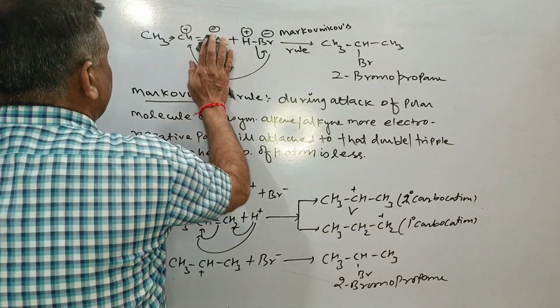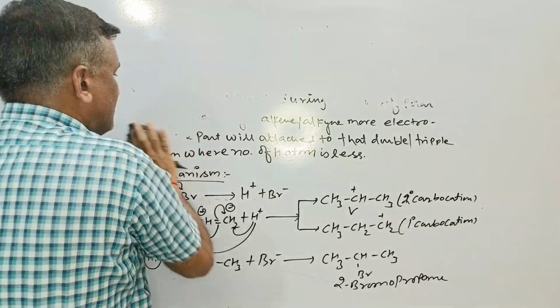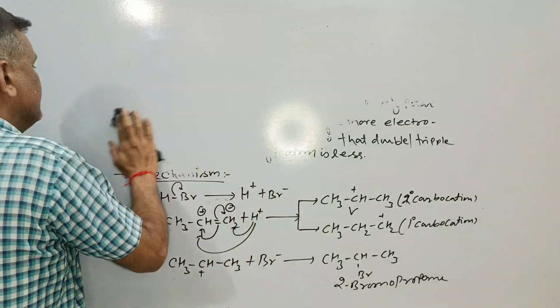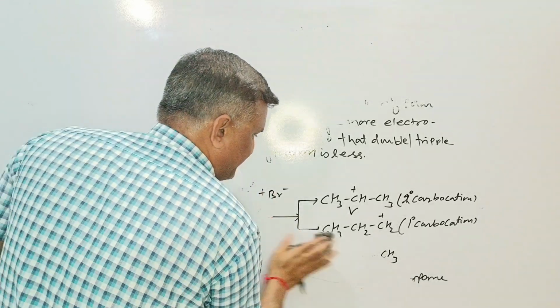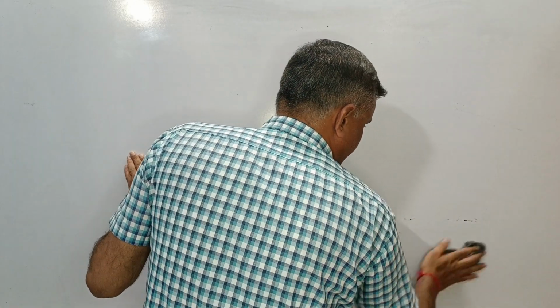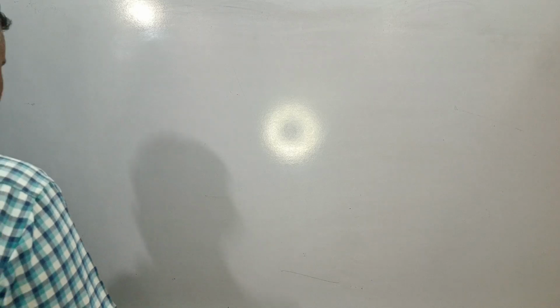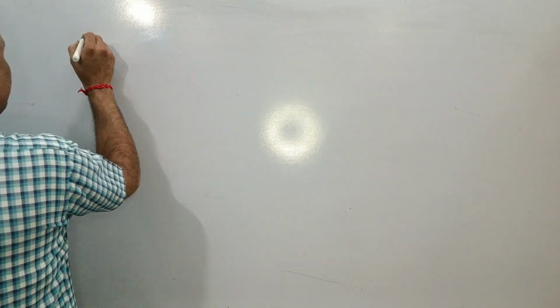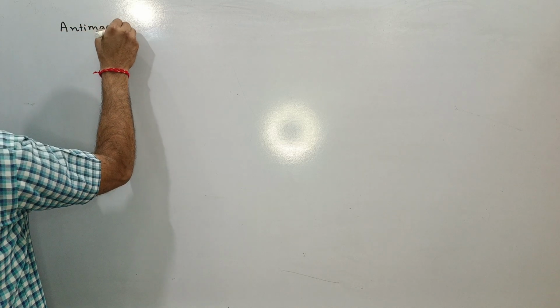Now it is time to discuss the anti-Markovnikov rule. What is that? We'll go deeply into it also. So be with me. I'll give you a lot of material regarding this chapter and a lot of things which are new for you, but this is in your syllabus and helps you make your chemistry stronger. Now it is time to discuss the anti-Markovnikov rule.